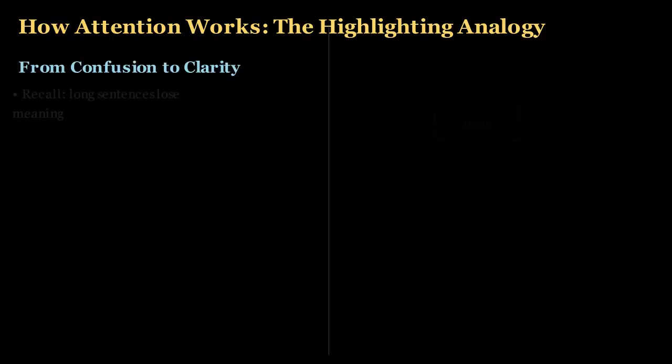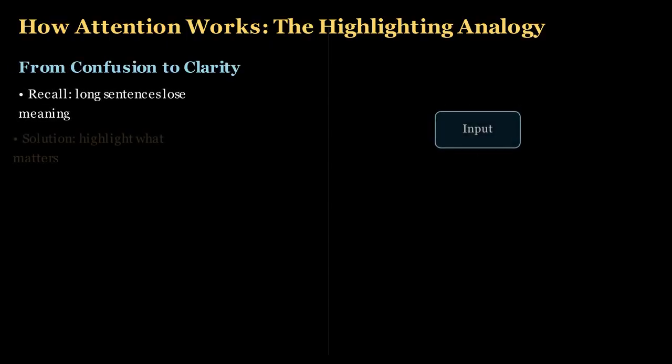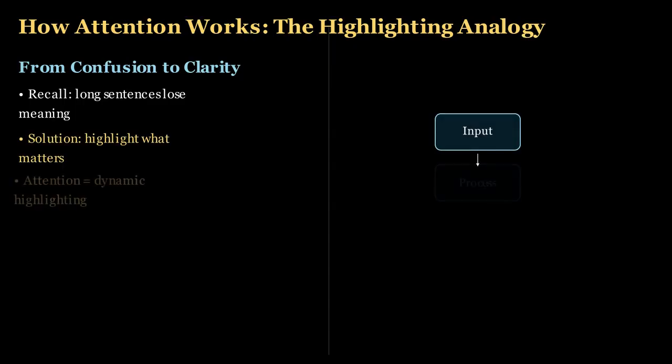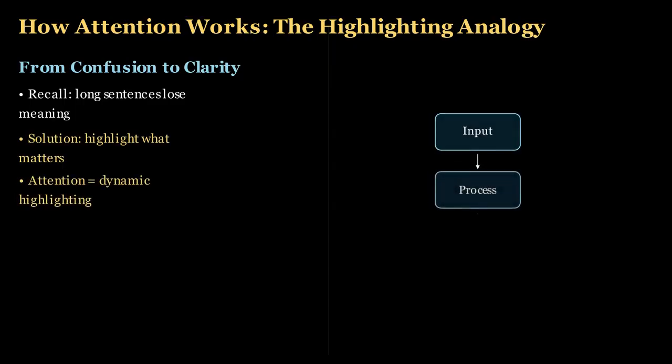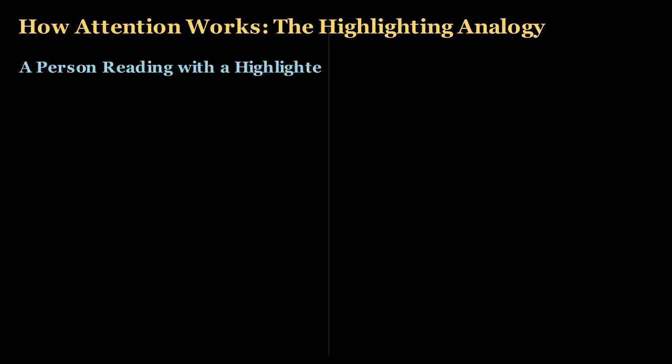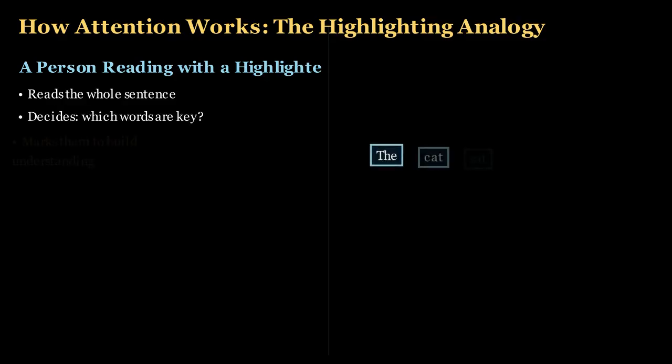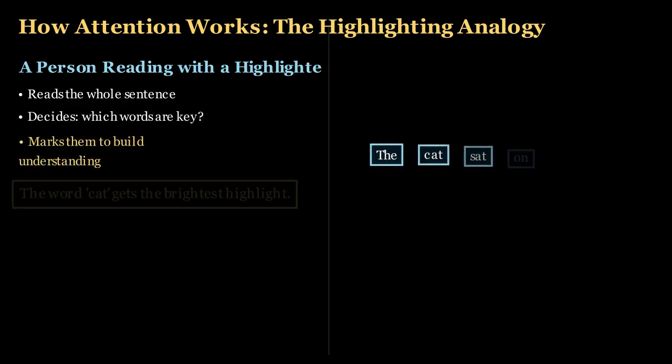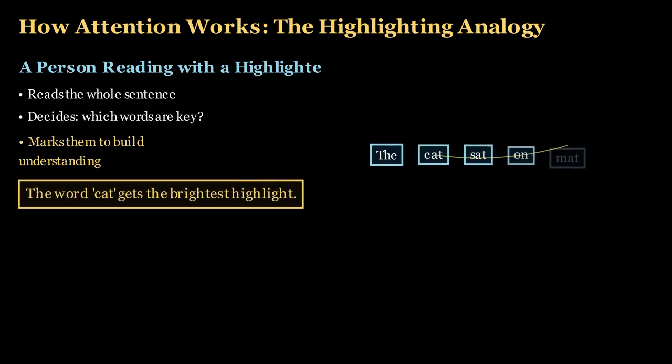We just saw how a long sentence becomes a blur. Now, imagine reading with a highlighter. You mark only the words that carry the core meaning. That is exactly what attention does. Think of a person reading a complex sentence. They scan all the words, decide which ones are crucial, like cat and sat, and mentally highlight them to grasp the scene. Attention works the same way, but mathematically.